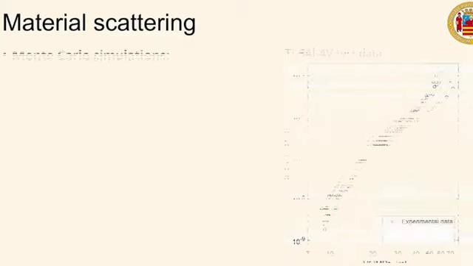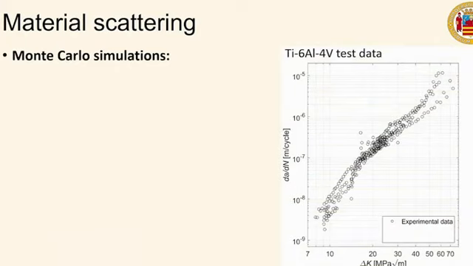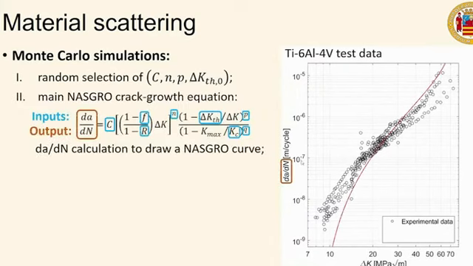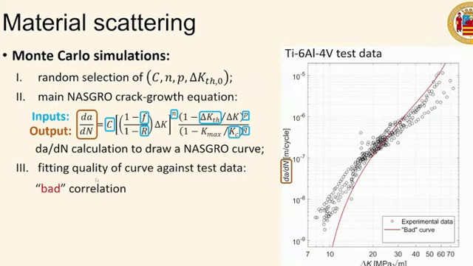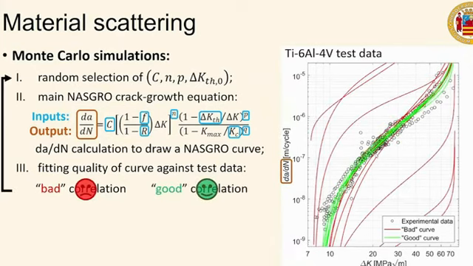So the last passage we need to explain is how to derive the series of Nesger curves that fit the experimental data. We started by randomly sampling the main Nesger parameters. We draw a curve, so basically we calculated the A over the N. Then we calculated the fitting quality of each curve against the test data. For example, this is a badly correlating curve. We repeated this calculation many times, so we also derived a good correlating curve.